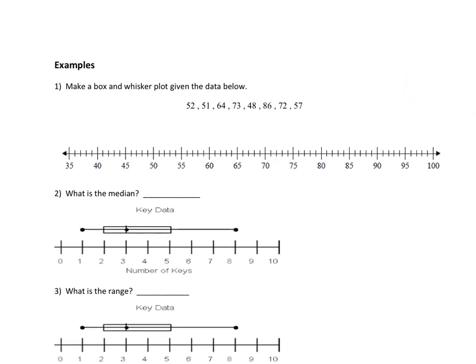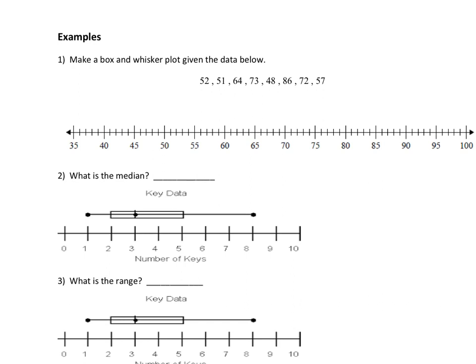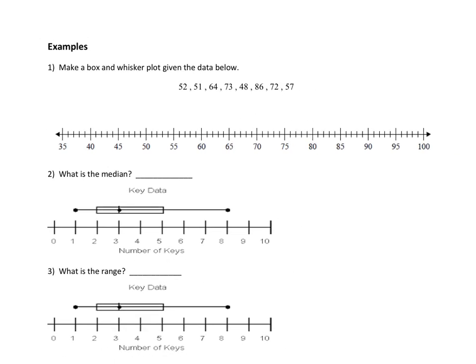Okay, let's look on the back. It says make a box and whisker plot for the data. So the very first thing, you always write it from least to greatest, just like we did yesterday. So I'm going to start with 51. No, 48. Oh, 48, I missed it. Okay, 48, 51, 52, 57, 64, 72, 73, and 86.